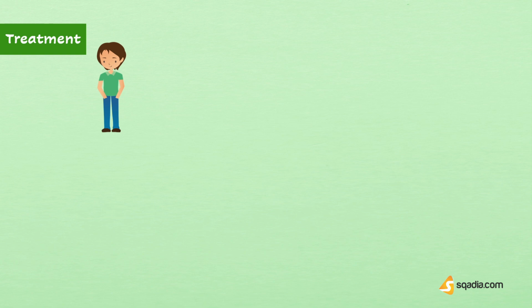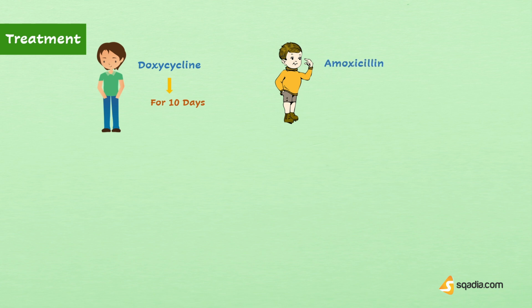So now the question arises, how to treat the patient? Now, it's important to remember specific treatment is dependent upon the age of the patient and stage of the disease. The age which I want you to remember is 8 years of age. If the person is 8 years or above, treatment is different. If the person is younger than 8, treatment is different. For patients older than 8 years of age with early localized disease, doxycycline is recommended for 10 days. Patients under the age of 8 should not receive doxycycline. They should be given amoxicillin or ceftriaxone.